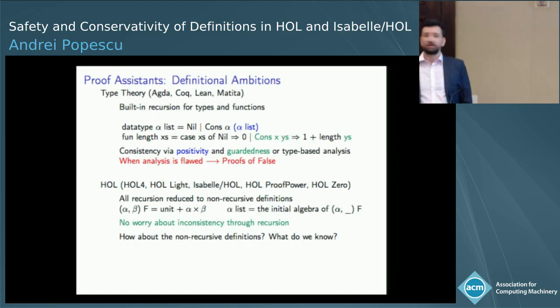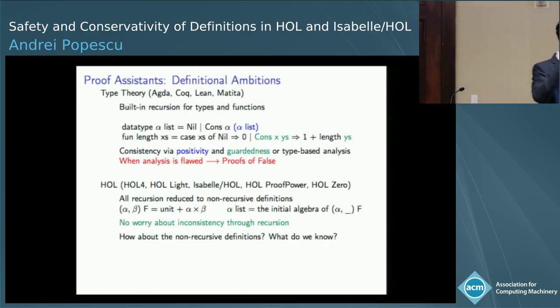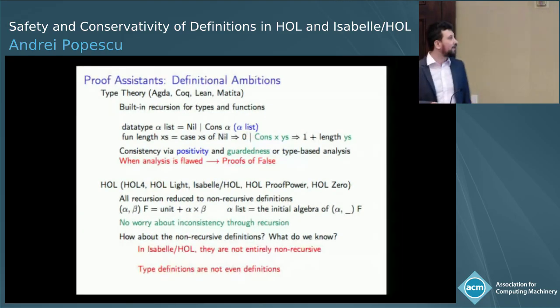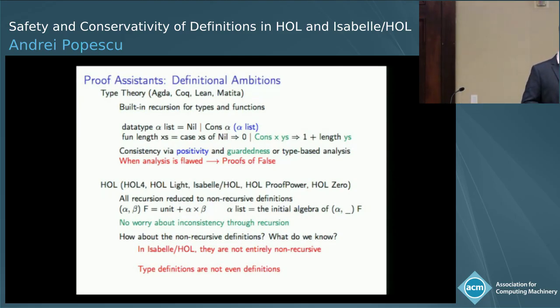But how about the non-recursive definitions? What do we know about them? So basically, we are left with only these safer non-recursive definitions. And what we know about them at a closer look is that they are, in some cases, neither non-recursive, nor definitions. So this is the current situation.